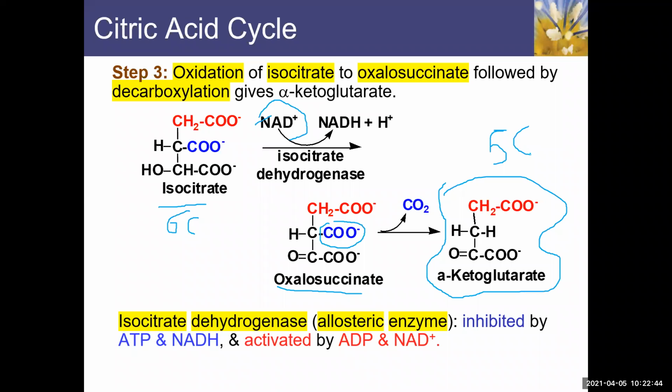Okay, so what is important here is that in this process we produced NADH, and you will see that this NADH will be used later on. This was step 3, where we formed the alpha ketoglutarate with the decarboxylation reaction.